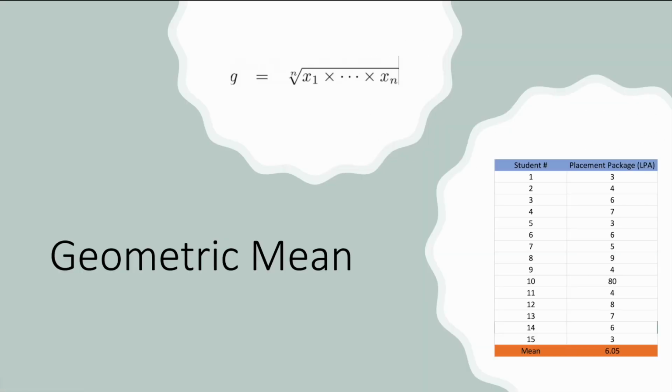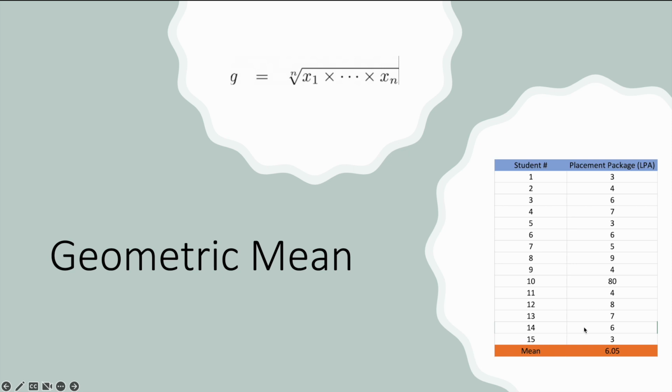Let's move on. Now geometric mean is slightly different. It is different from the arithmetic mean or weighted mean. How? Let's see. This is the same example, we have 15 students and their LPA placement packages. Instead of adding them up as we do in the arithmetic mean, we are going to multiply each of these items. So we'll multiply 3 into 4 into 6 into 7 into 3 into 6. Here we are multiplying, and since we are multiplying, we are not dividing by the total number of students, which is 15. We are taking the nth root of that element, where n is 15.